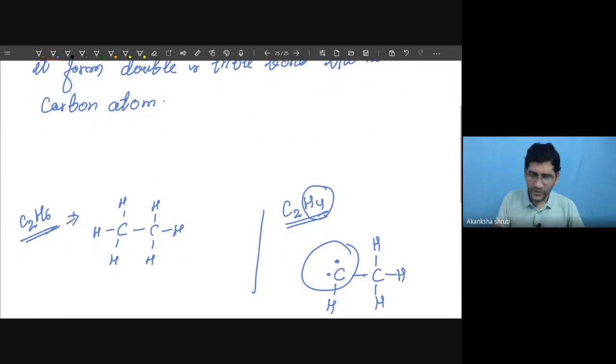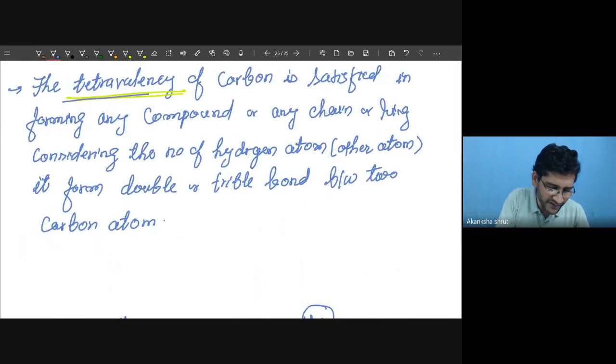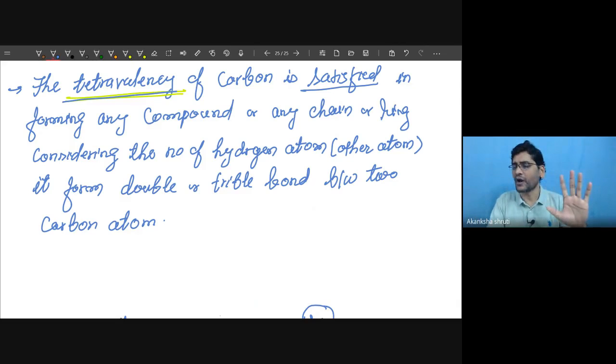First we need to satisfy the tetravalency for all the carbons. So the tetravalency of carbon is satisfied. This is the prime requirement. Otherwise, it cannot be a stable molecule, or that compound cannot be formed.